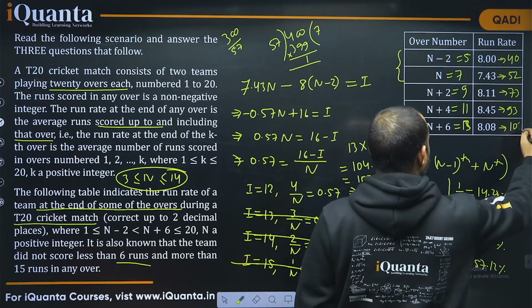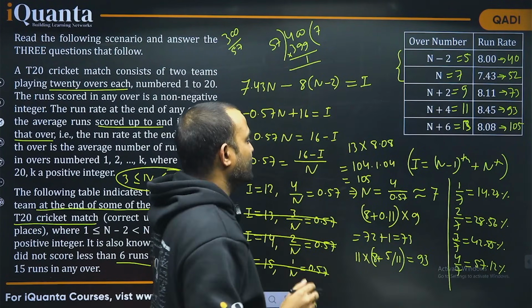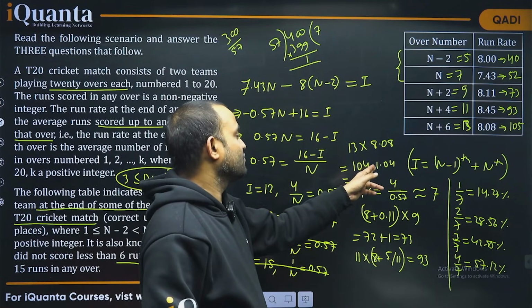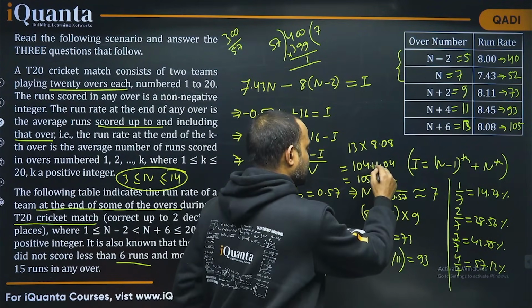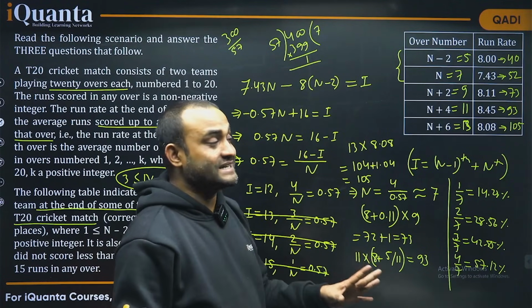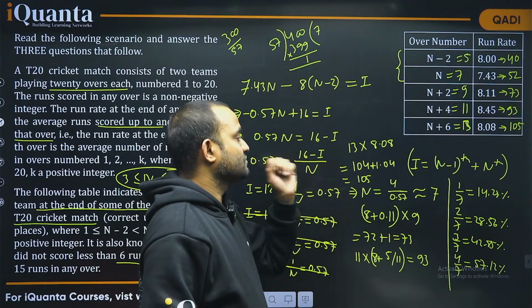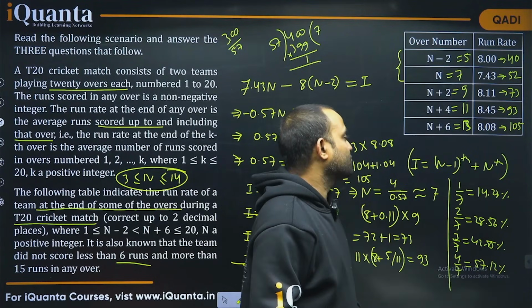We can directly multiply this, right? 13 into 8, 104, into 0.08 is 1.04. So we add this and the approximate value is 105. Integer value, it cannot be 106. It's more than 105, but this is correct up to 2 decimal points.